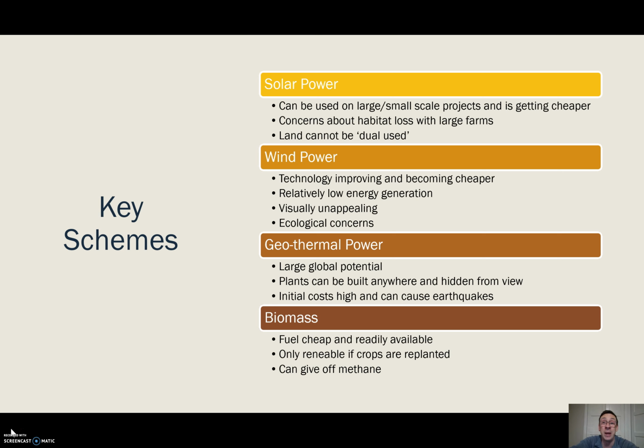There are big concerns about habitat loss with large farms, because you are literally putting huge areas of the countryside, more often than not, in shade, which is problematic for the environment. And the land can't be dual used, and that's unlike wind power. But with wind power, and I don't actually have this on the slide, you can dual use an area you've put aside as a wind farm.